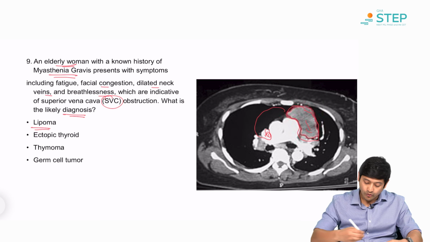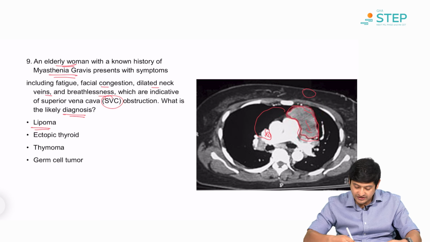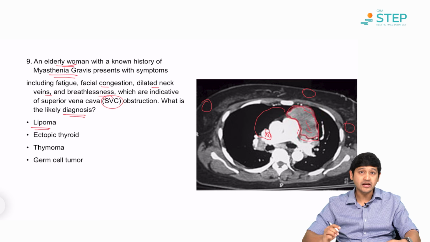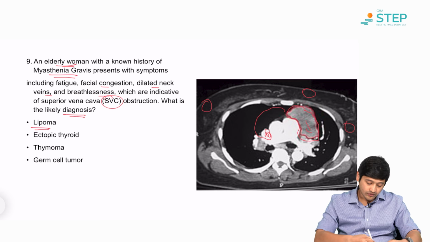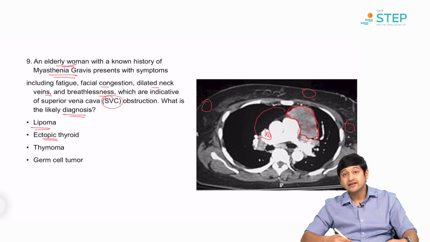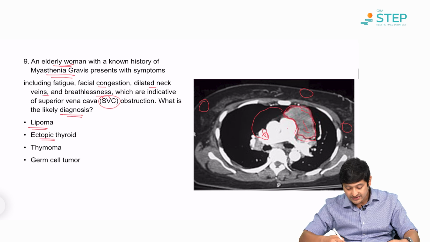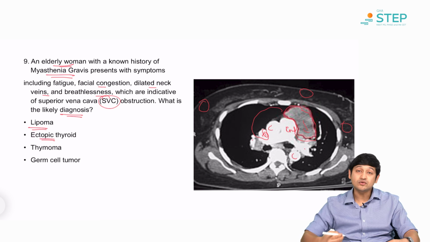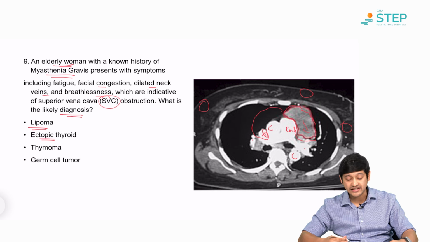If you're looking at a lipoma, it is going to be fat attenuation, something like this fat over here. It's going to be uniform hypodense lipomatous tissue. When you're looking at an ectopic thyroid, that thyroid is going to enhance. Now we know that there is hyperdense material, which is contrast, inside the lumen. There's contrast here, there's contrast here, there's contrast in these veins. You know that this is a contrast enhanced CT.